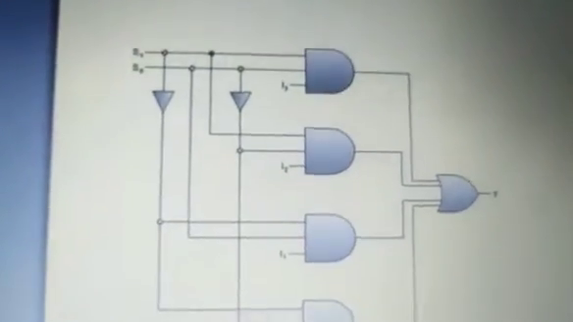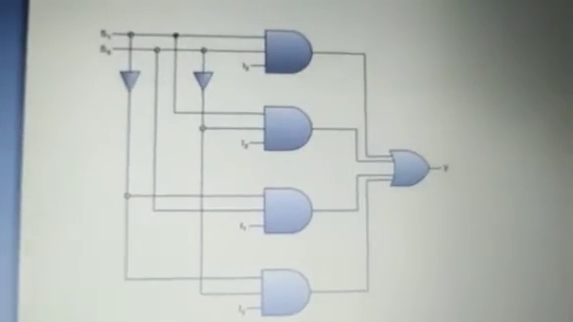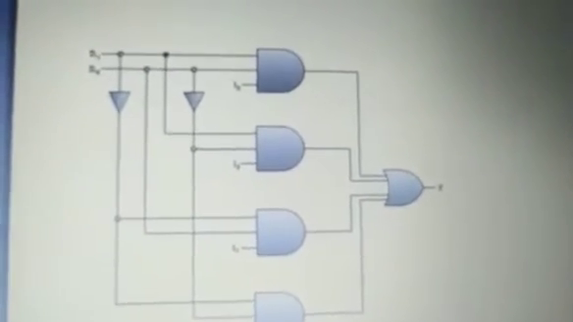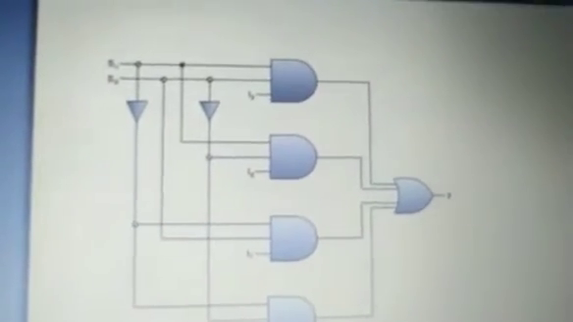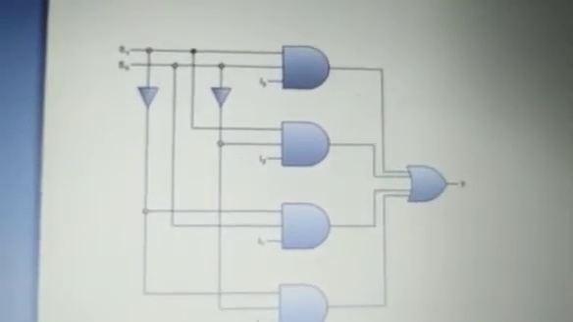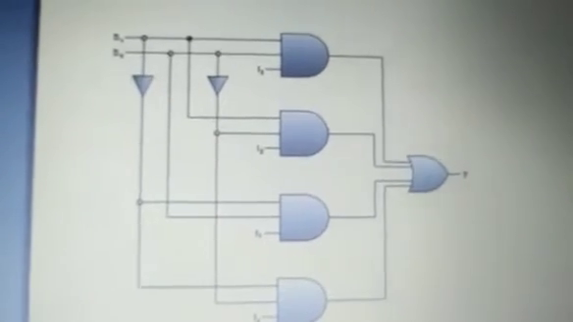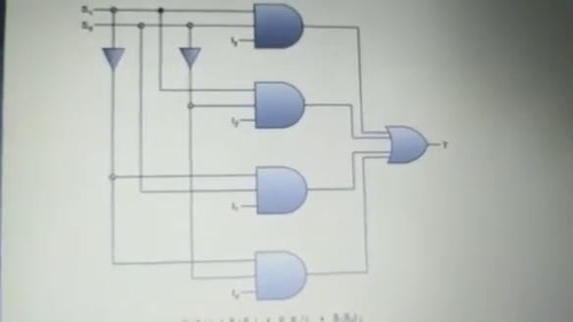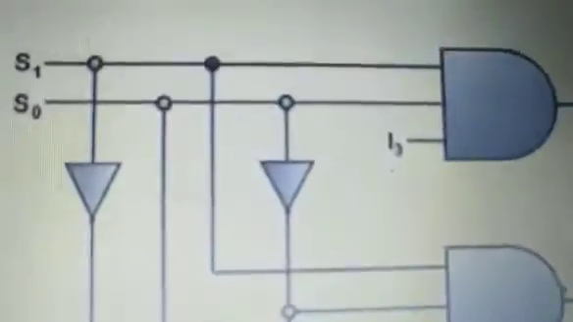To implement this circuit diagram, what gates are required? We require two NOT gates. Why two NOT gates? Because in some cases from the select line, S bar is taken as an input, and in some cases only S. So S0 or S0 bar, S1 or S1 bar. To represent S1 bar and S0 bar, we require these two NOT gates.